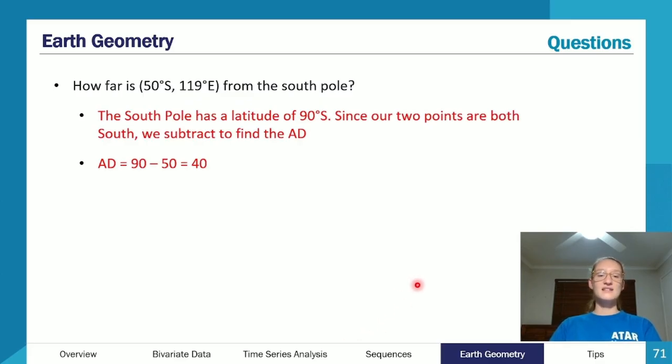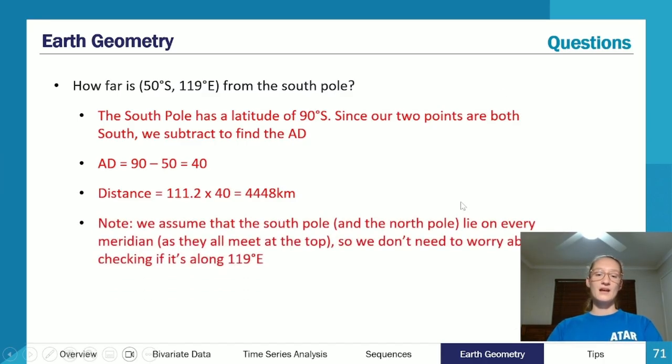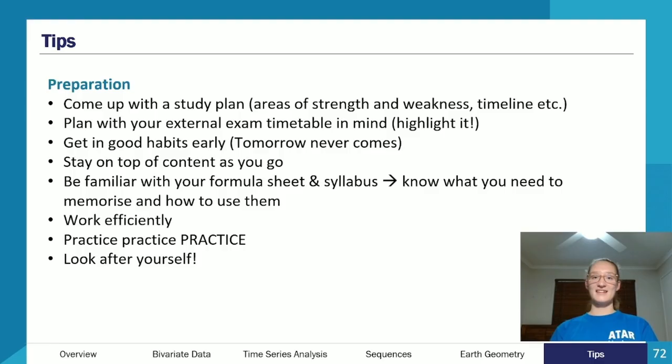So again, our angular distance is 40 degrees, and because they're in the same hemisphere, we subtract to find our angular distance. And then because our points are on the same meridian, we use this formula here. We do 111.2 multiplied by 40, which is our angular distance, which gives us our distance there. So that's just one quick example of a question. And note, we assume that the South Pole and the North Pole lie on every meridian because they all meet at the top. So we don't need to worry about whether the South Pole is at 119 degrees east. We just assume that that's the case.